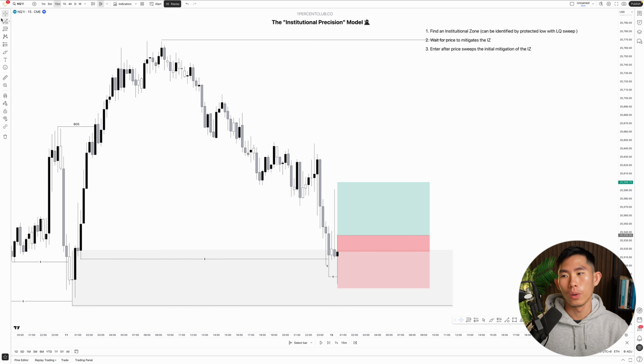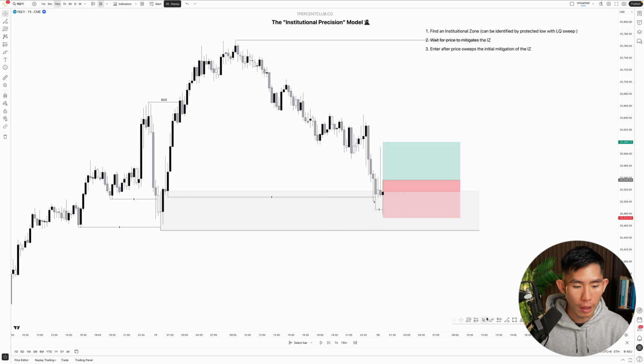Okay, so very, very simple. Once again, understand the objective of price. Understand the context of price. Don't trade your belief about the market. Trade the market for what it is. Trade the objective reality of the market. And you can only trade the objective reality of the market by first understanding what's the objective of price.